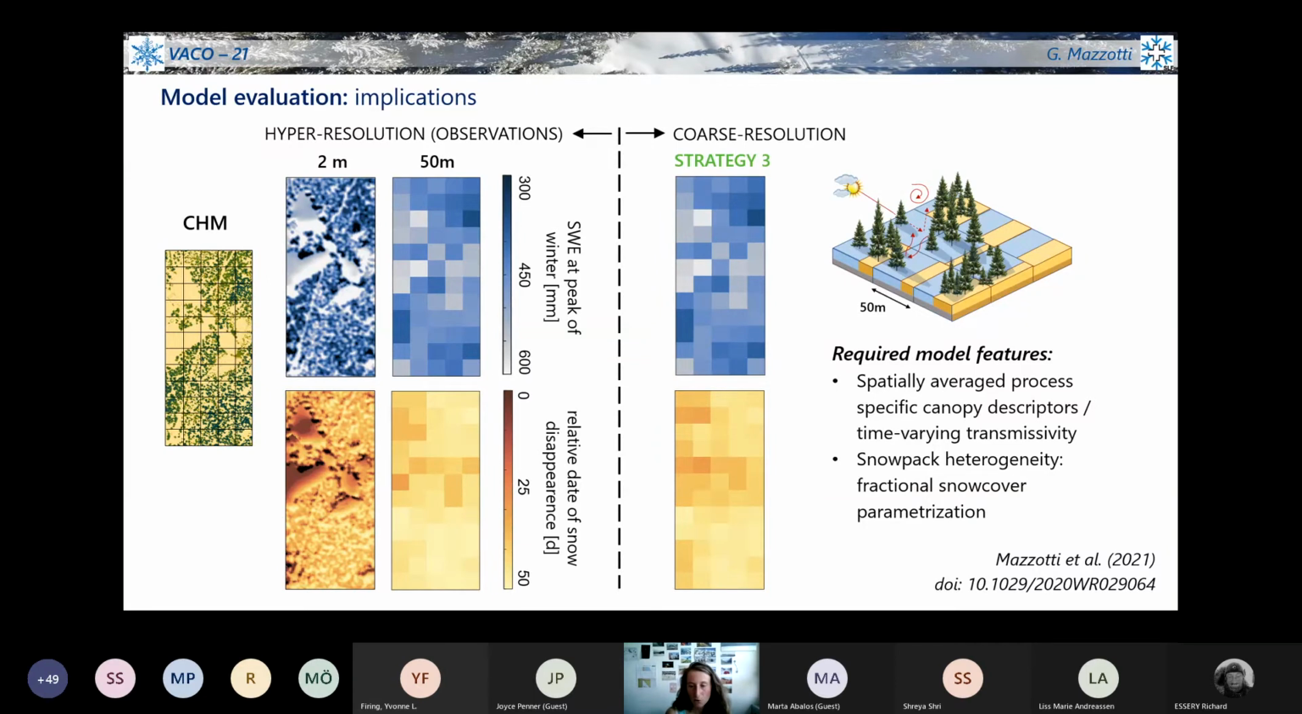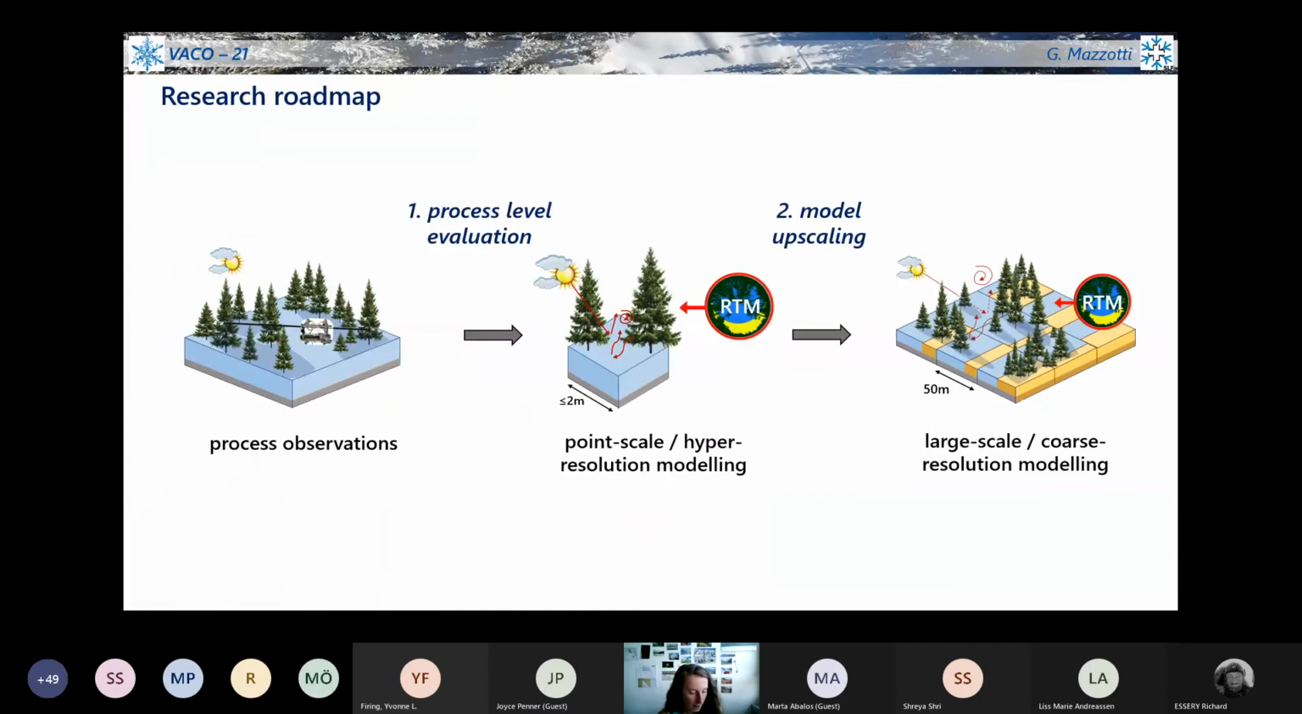And so results from this experiment show us that coarse resolution models should include both these 2 features. And now with that, these recommendations derived from the experiments set us up for accurate forest snow process simulations at coarse resolution that are actually feasible in real-world applications. And here, as a summary, you see again our whole workflow.